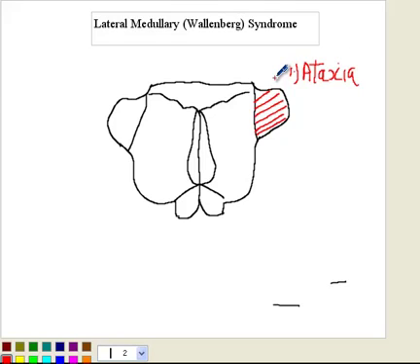Number 2, you have the vestibular nuclei involved. I'll use the green color to highlight the vestibular nuclei. You have the vestibular nuclei somewhere here. And when the vestibular nuclei are involved, it gives you vertigo, nausea, and in some cases vomiting.